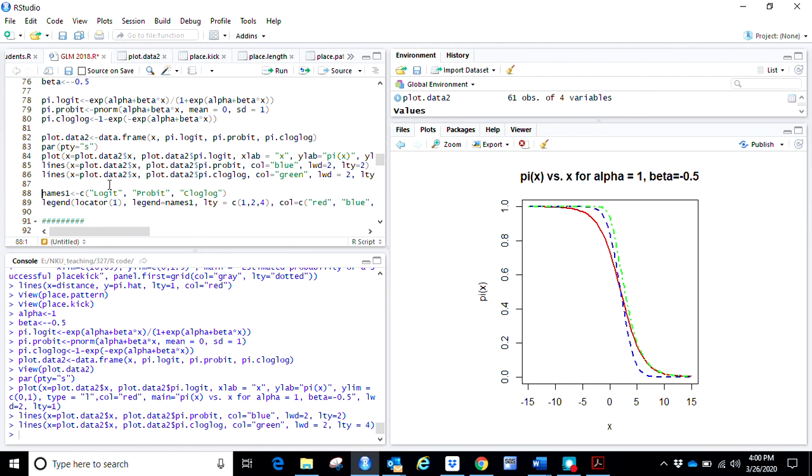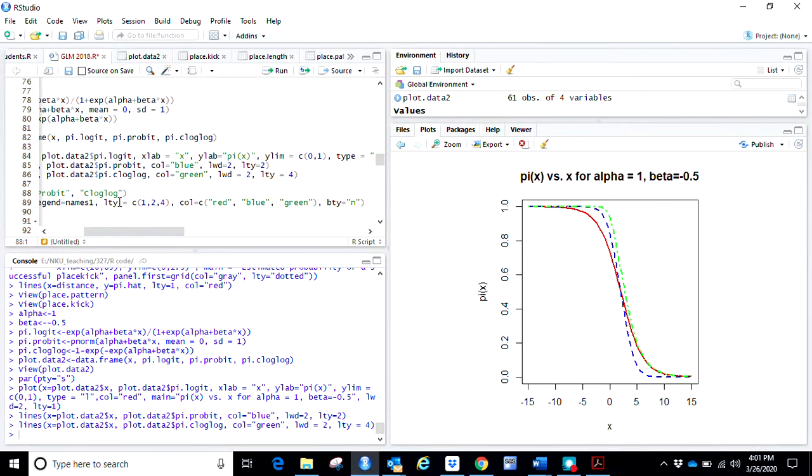So the 3 labels I'm going to use are logit, probit, and cloglog. So I'm just defining what names I'm going to use inside my legend. And then it's just a legend function, it's going to put a legend on whatever plot you currently already have up. This locator 1 will actually not put the legend on there for me, but will instead let me click to where I want to see the legend. So we'll see that here in a moment. For the legend, I'm going to use the names that I just defined here above.